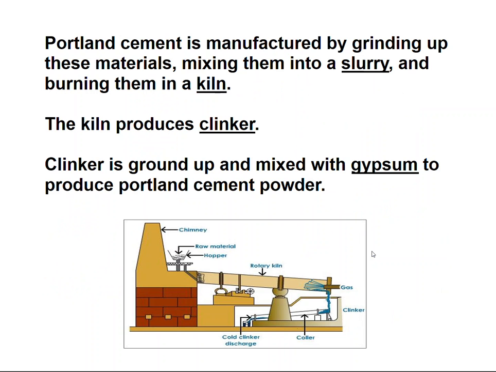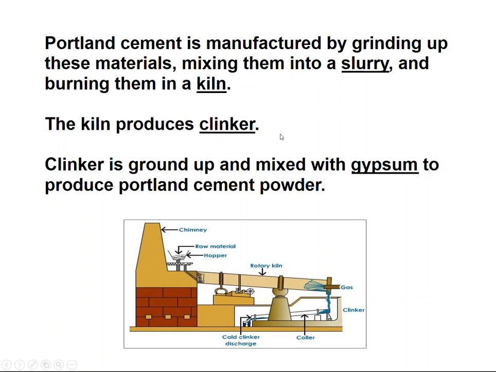So a real brief description of the process to produce the Portland cement powder. This is covered in much more detail in the readings this week, but Portland cement is manufactured by grinding up those four materials, right? The lime, the silica, the alumina, and the iron oxide, and mixing them into a slurry. So a slurry is just a powder with water added to make kind of a thick soupy mix. That slurry is then poured into a kiln, which is a giant rotating tube, a furnace, and that furnace bakes the slurry into a product called clinker.